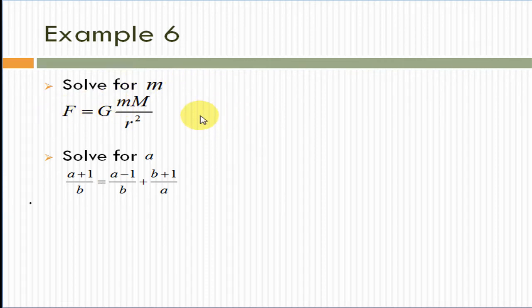Okay, so let us do it step by step. First multiply both sides by r squared to get r squared capital F equals capital G times little m times bigger M. But we can rearrange the order, doesn't matter.